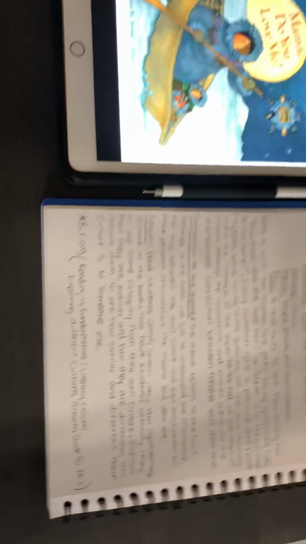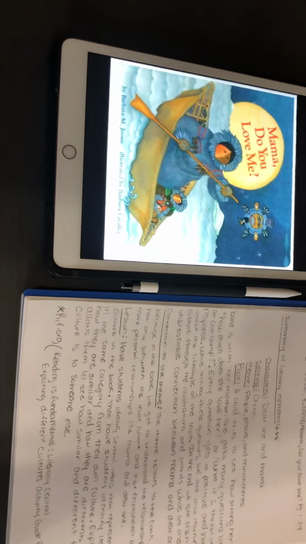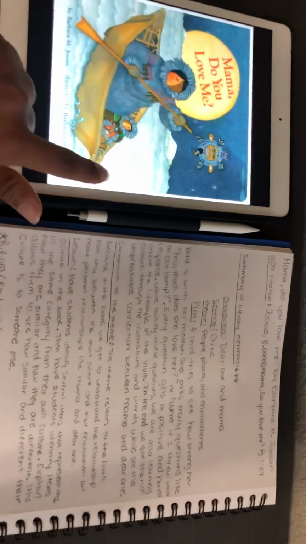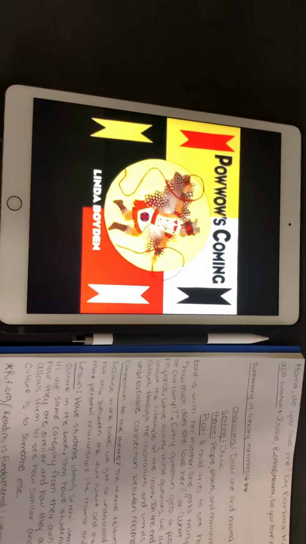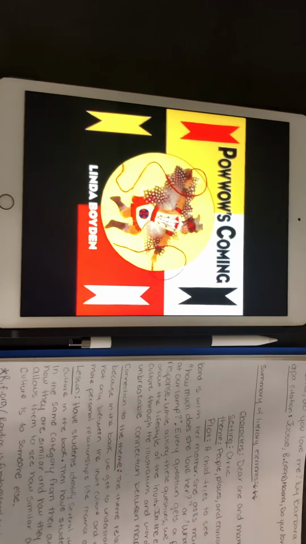And the first activity that I mentioned in the other book was from Teachers Pay Teachers. So my third book is Powwow's Coming by Linda Boyden.